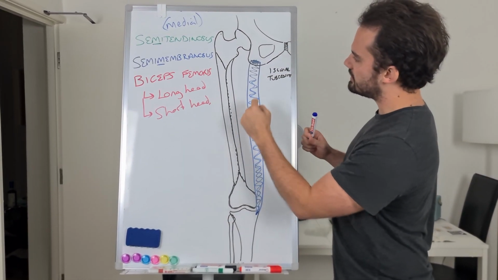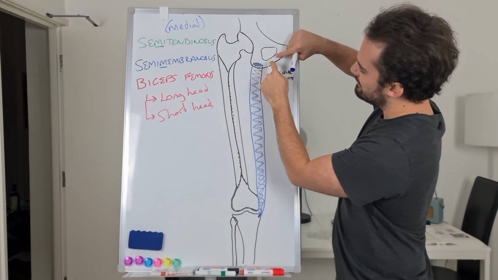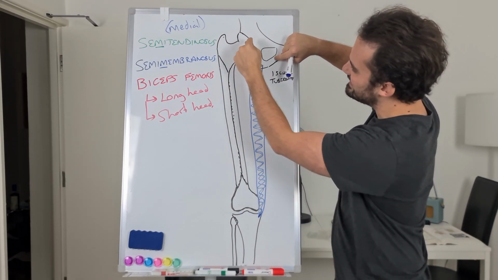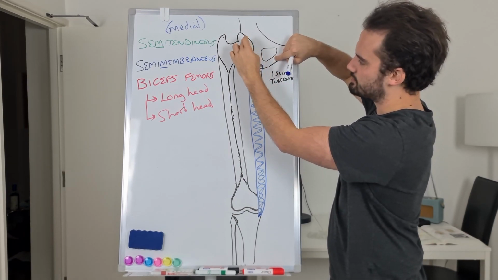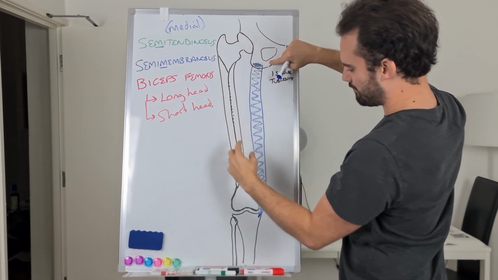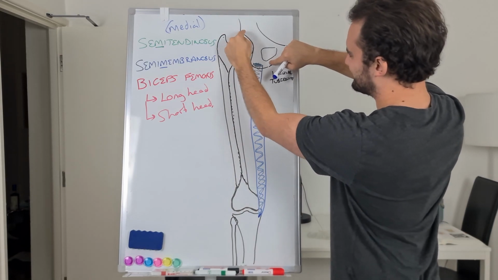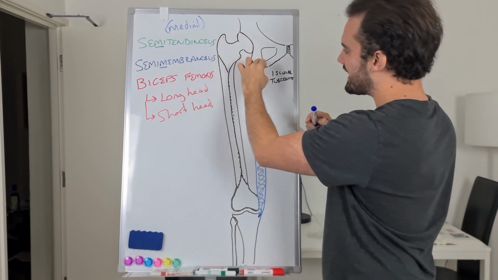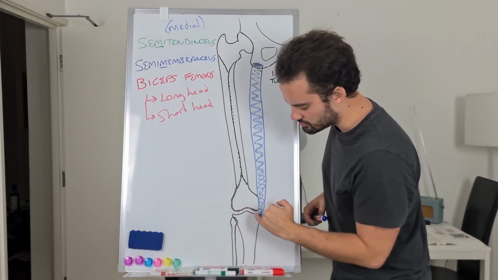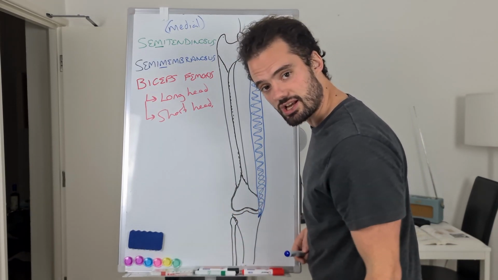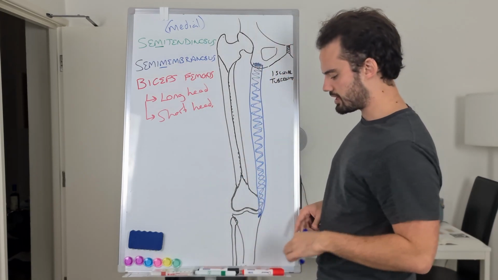But that's semimembranosus. Technically, because it's coming off the pelvis, it is crossing the hip joint. I know it originates below the hip joint, but if you think about it, we're going to be pulling against here, aren't we? So it is still going to extend the hip, yeah? And because it crosses the knee joint as well to insert onto the tibia, it's going to flex the knee, yeah? So that's semimembranosus.